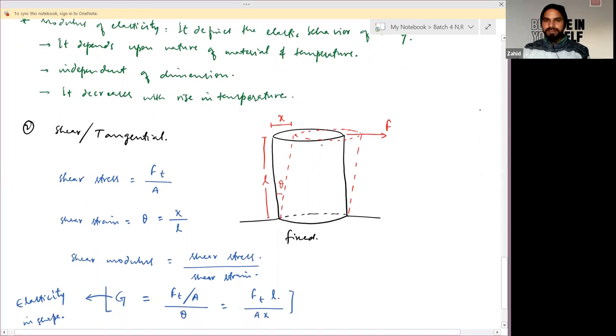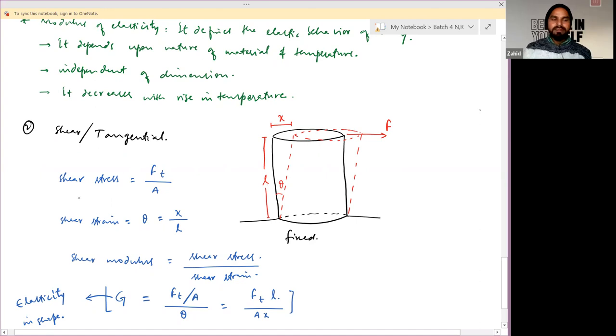Suppose you have a cylindrical object and you apply a tangential force on its top surface, keeping its base fixed. Due to application of this tangential force, this cylinder slightly deforms from its top end, keeping its base fixed. Okay, Khalid. Then, due to this application of force, this side gets slightly displaced by x amount, or you will say there will be bending of angle by theta.